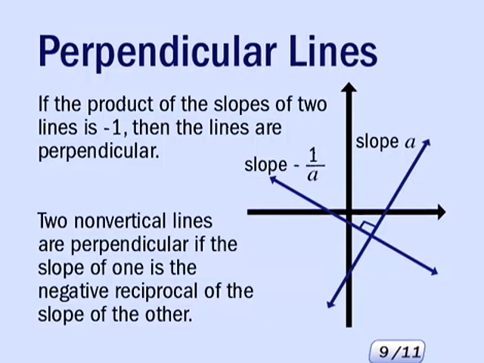And what about perpendicular lines? If the product of the slopes of two lines is -1, then the lines are perpendicular. In other words, two non-vertical lines are perpendicular if the slope of one is the negative reciprocal of the slope of the other.